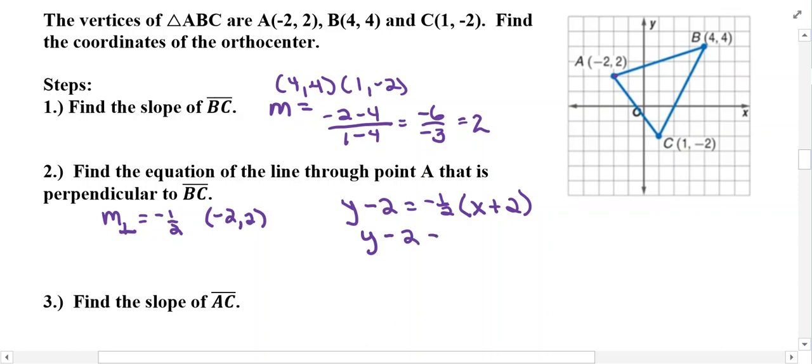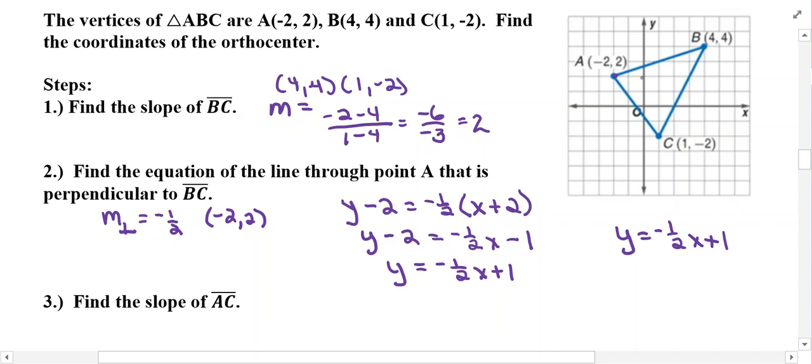Distribute, y minus 2 equals -1/2 x. -1/2 times 2 would give us -1. I will add 2 to both sides, so I have y equals -1/2 x plus 1. So the equation of the line that we have is y equals -1/2 x plus 1.